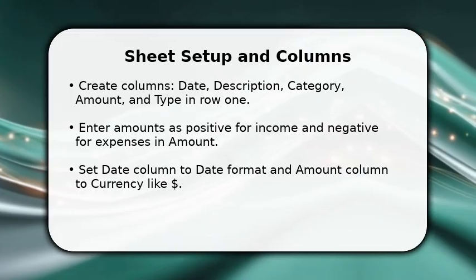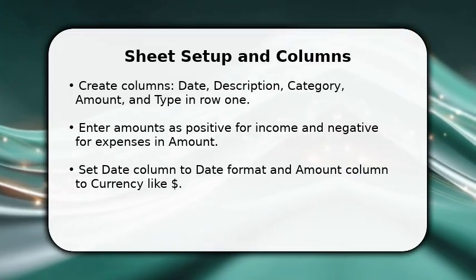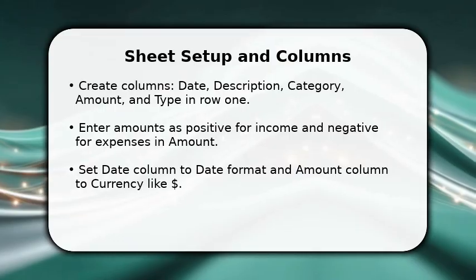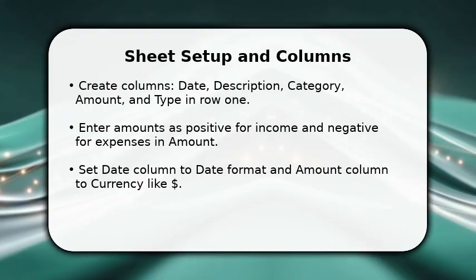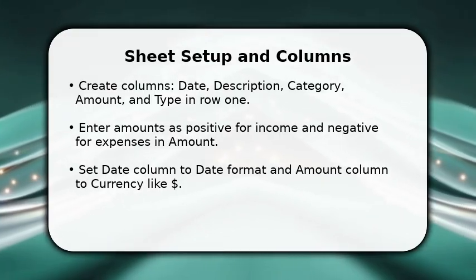Use positive numbers for income and negative numbers for expenses to simplify totals. Enter a few sample rows for the current month to test sorting. Freeze the header row so your labels remain visible while you scroll.